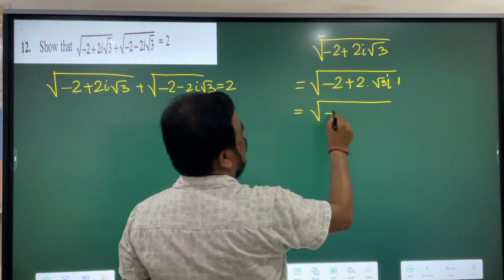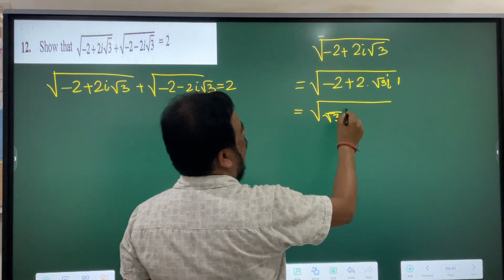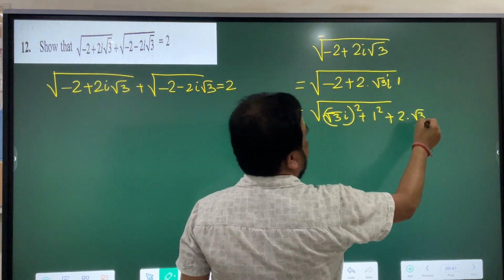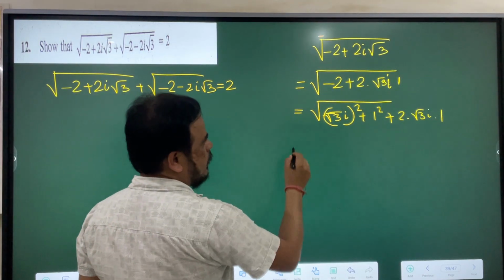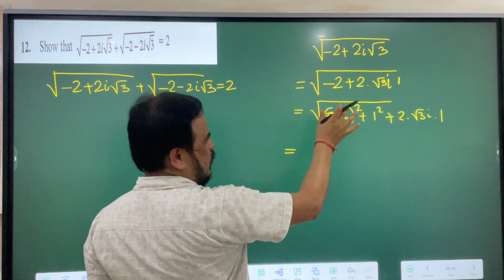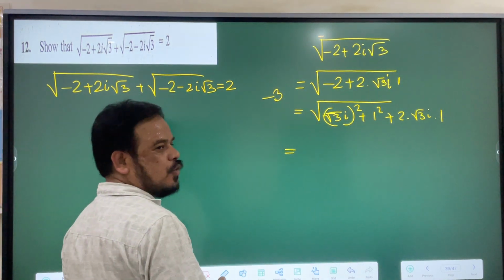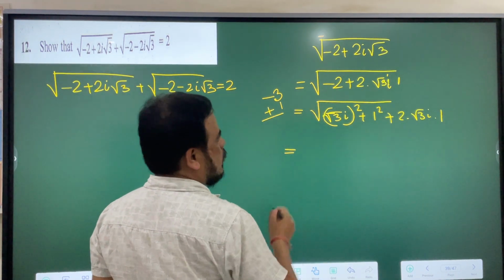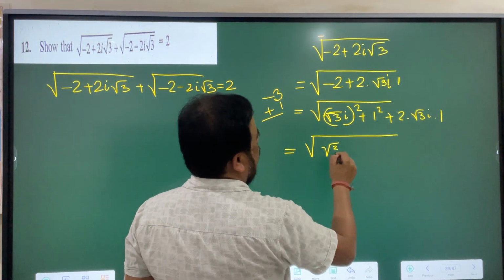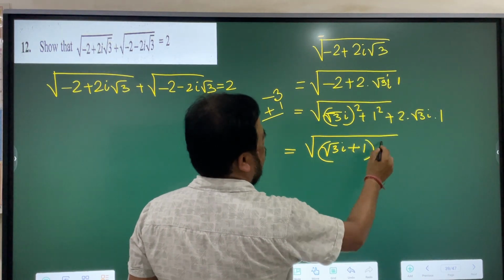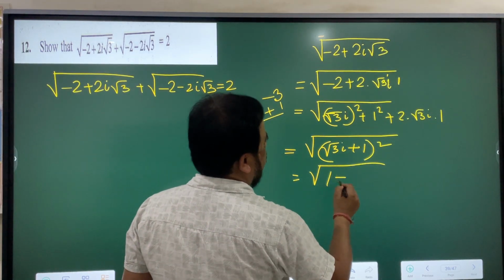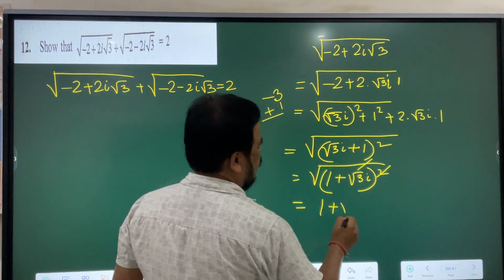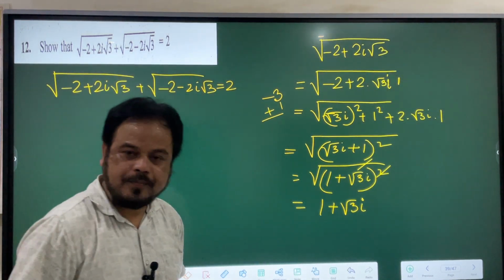So we will see now. Root 3i whole square, 1 square plus 2ab. Root 3i whole square is how much? Minus 3. Root 3 square is 3, i square is minus 1, plus 1, so minus 2. So what we have written is correct. Or we can write 1 plus root 3i whole square, cancel, 1 plus root 3i.